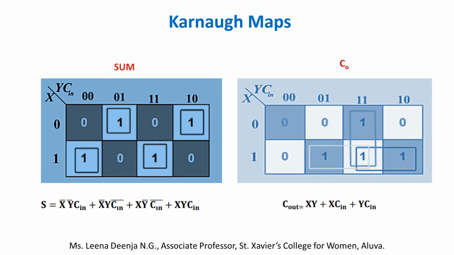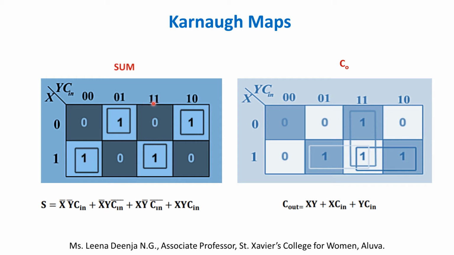Karnaugh maps for sum and the output CO is shown here. For the sum, we know that the inputs are x and y c in. x can take values 0 and 1 and y c in can take 0 0, 0 1, 1 1 and 1 0 values. And when one of the inputs or all the inputs are high, then our sum is high. So here 0, 1 and 0, here we can see that the output is 1 or sum is 1. And for 0, 0 and x 1, another 1.